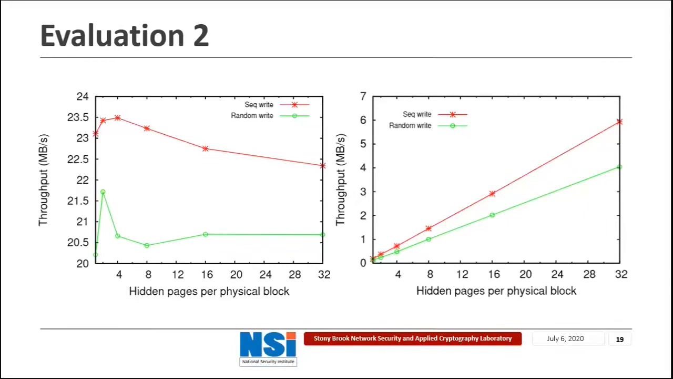For the performance to access the hidden data in INFUSE, the figure on the right shows that the throughput increases when the number of hidden pages increases in each physical block. This is quite reasonable as the more hidden pages there are in one physical block, the fewer physical page operations are needed to access a certain amount of hidden data.